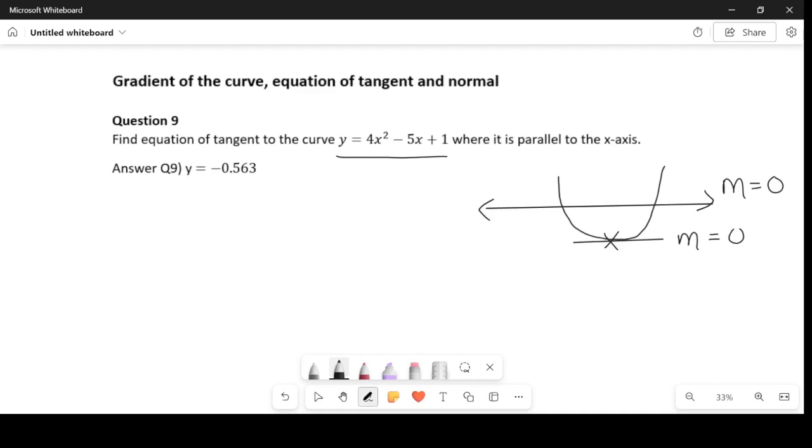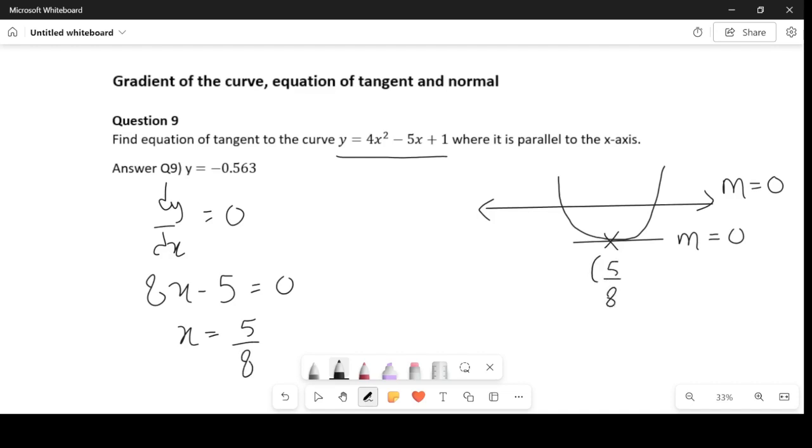So what we'll do, we'll find dy by dx and equate it to 0. Let's start. So that would be 8x minus 5 is equals to 0. That gives us x is equals to 5 by 8. So the value of x here is 5 by 8. Okay, so we need the equation of the tangent. Now this is going to be a horizontal line.